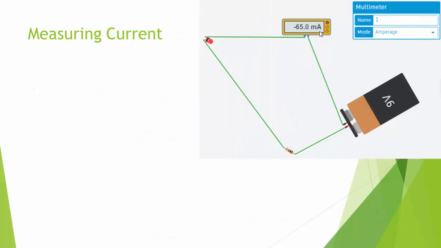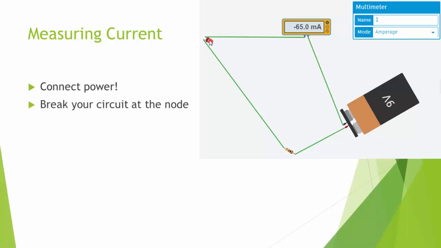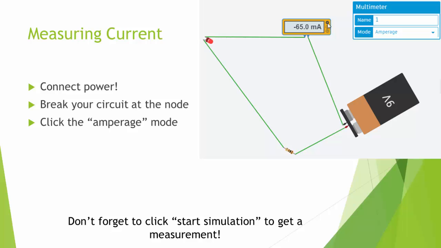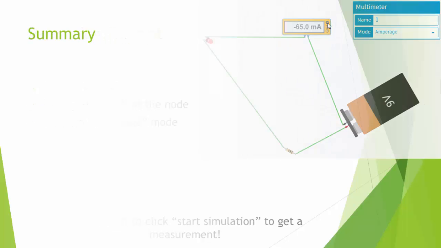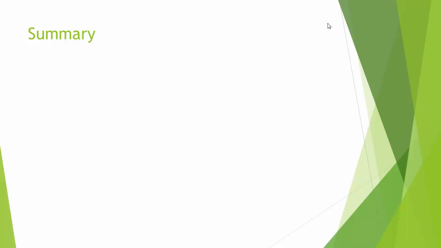Measuring current, a great place to do it because you have no risk of burning out a multimeter when it's a virtual multimeter. Remember, you're going to connect power because there's no current without a potential. Break your circuit. So in this case, I broke my circuit here. It was running from the LED back to the ground, and now it's running through my multimeter. And be sure to click on amperage mode or ohm meter. And once again, if you don't click Start Simulation, you won't get a measurement. Okay, I think that's enough for today.